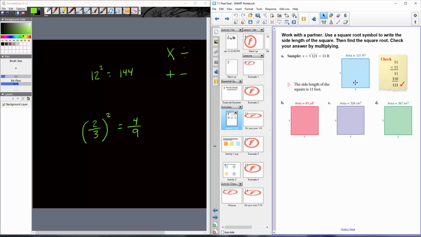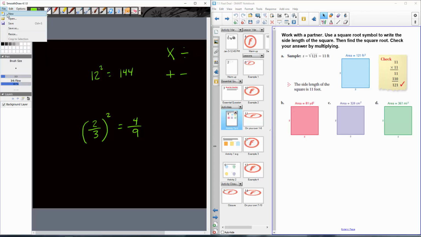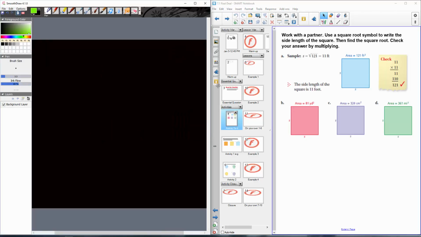So if we look at these things right here, and I have an area of a square, and I know that it is 121. We know a square has both sides equal to each other. So the area of a square would in this case be s squared equals 121. I have to think about what times itself will equal 121.